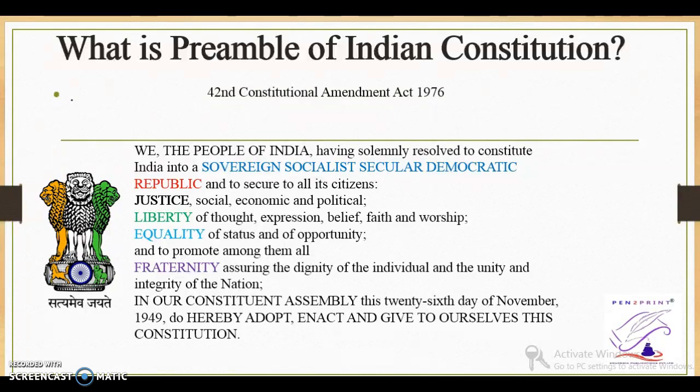Its importance lies in the role it plays in the interpretation of statutes, and also the interpretation of provisions of the Constitution. The Constitution should be read and interpreted in the light of the grand and noble vision expressed in the preamble of the Constitution.